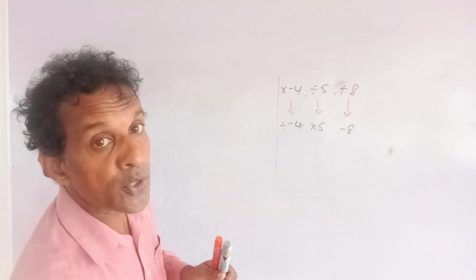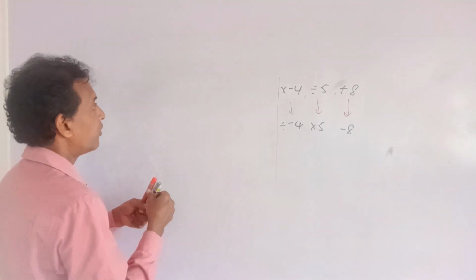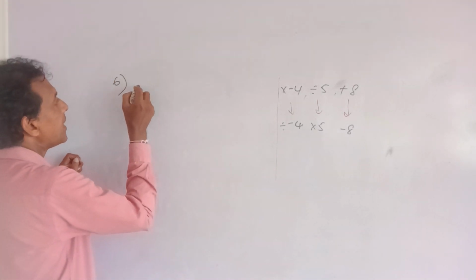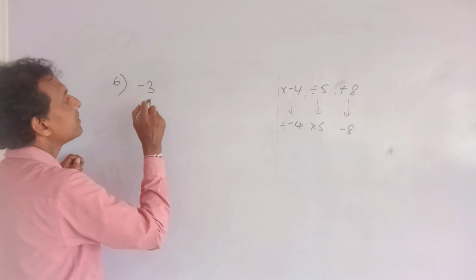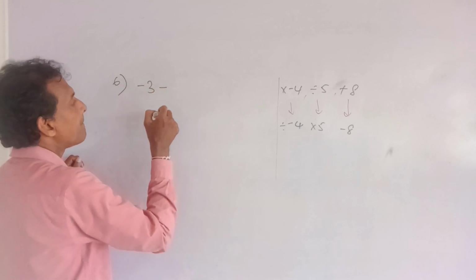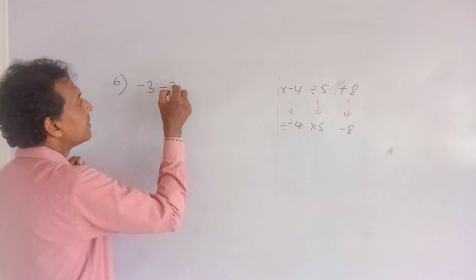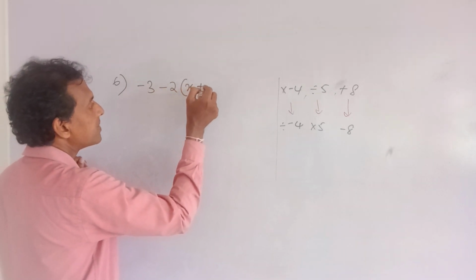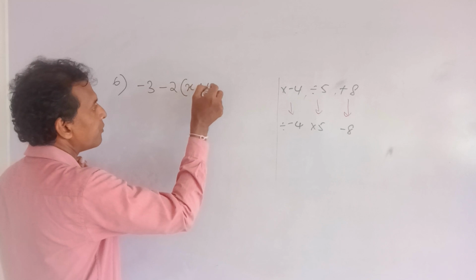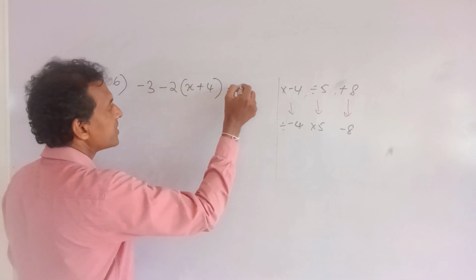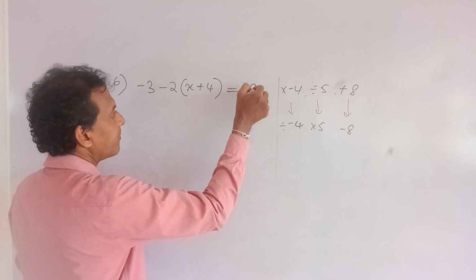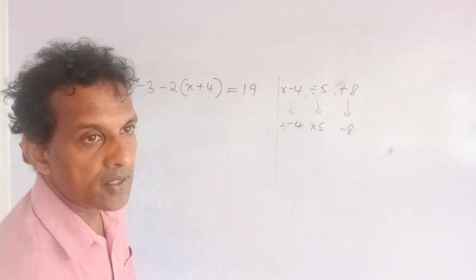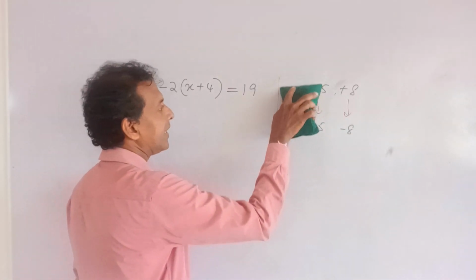Again you can pause the video and try it out yourself. Say minus 3 minus 2 times x plus 4 equals say 19, right? So these are no more complicated equations for all.